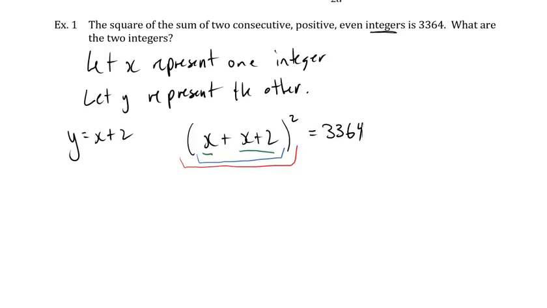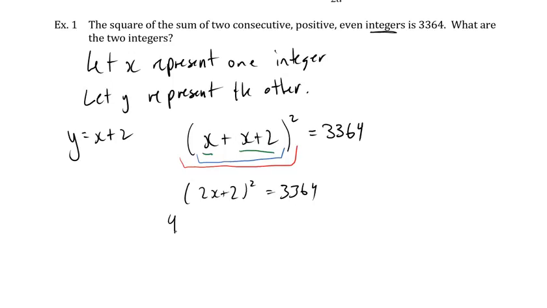And now I can just go ahead and solve this. There is an actual really easy way to solve this question, but we'll do it the long way in case you didn't notice it. So this would be 2x plus 2 all squared equals 3,364. And at this point, I could take the square root of both sides, that would be the easy way, assuming that 3,364 is a perfect square, and it is. But if you didn't notice that, you'd expand.